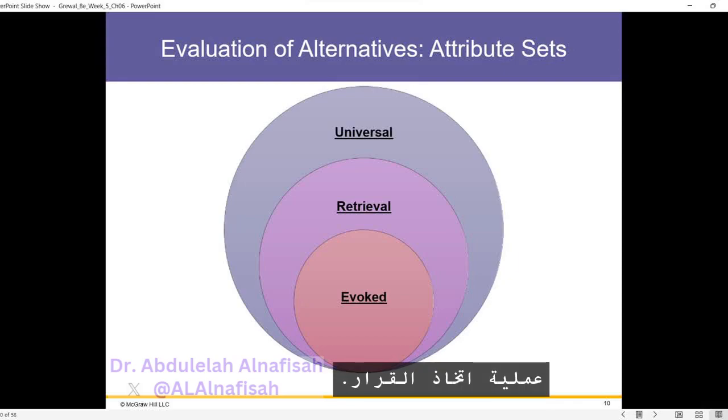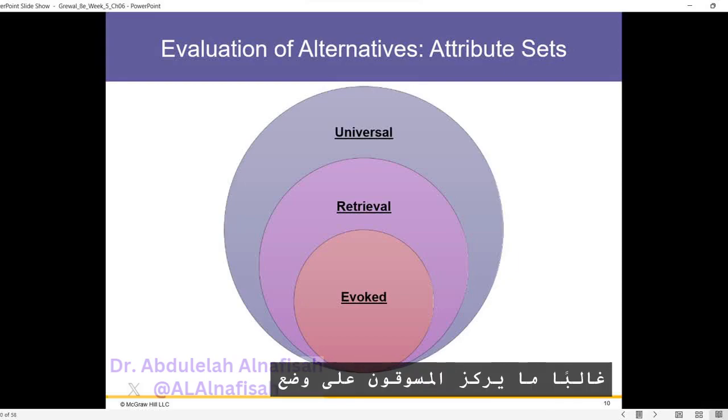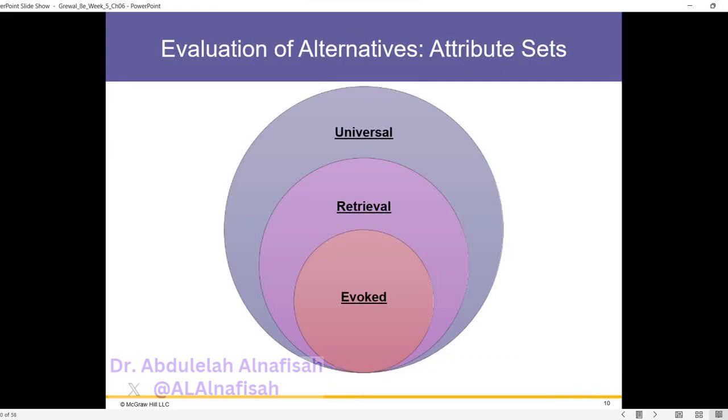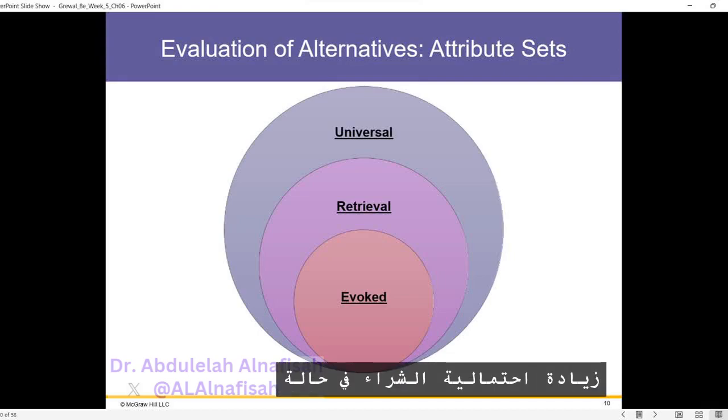2. Retrieval set. The retrieval set is a subset of alternatives that consumers can recall from memory during the decision-making process. Marketers often focus on positioning their brands or stores within this retrieval set by creating strong brand awareness and associations. 3. Evoked set. The evoked set consists of the specific brands or stores that a consumer considers when making a purchase decision. It represents the narrowed-down set of alternatives that the consumer actively evaluates and compares.